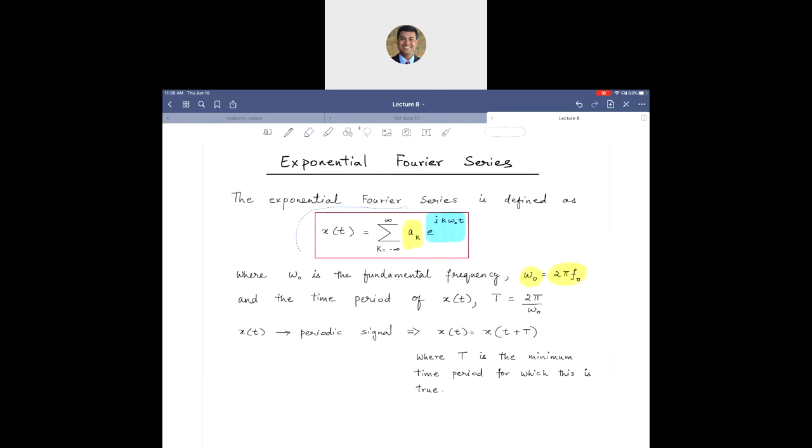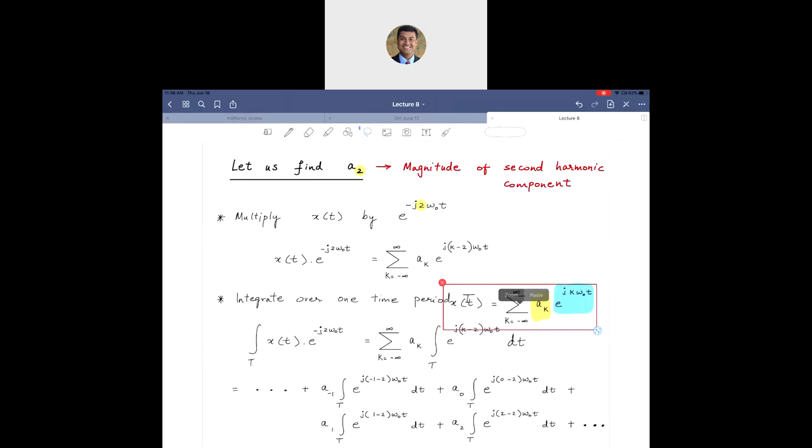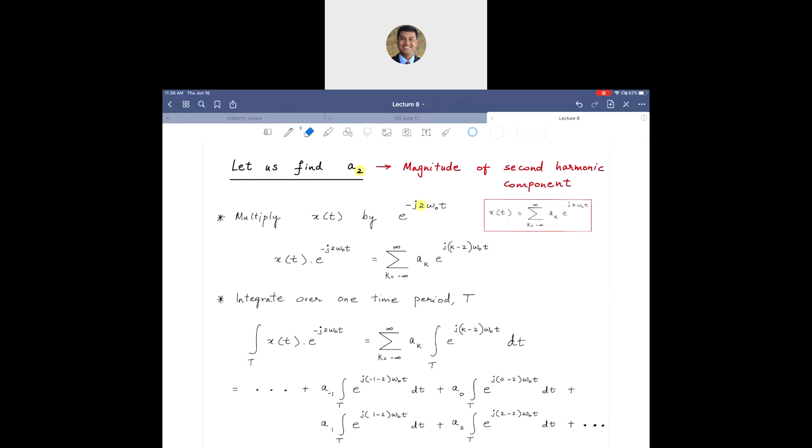Consider this equation here. Copy it and paste it over here. We reduce it in size. All right, let me have that as reference. So essentially what I'm trying to do here is multiply x of t by e to the negative j 2 omega naught t.